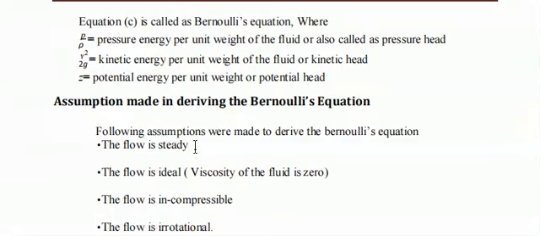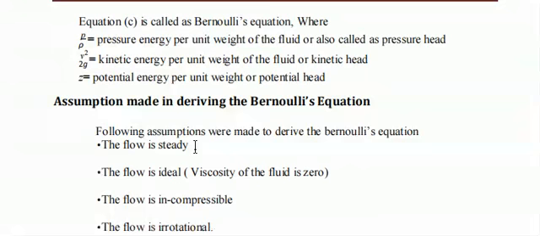Second one is the flow is ideal, that is, the viscosity of the fluid is zero. And the fourth one is the flow is incompressible. The flow is incompressible, and the flow is irrotational. Okay, so these are the assumptions we made while deriving the Bernoulli's equation.